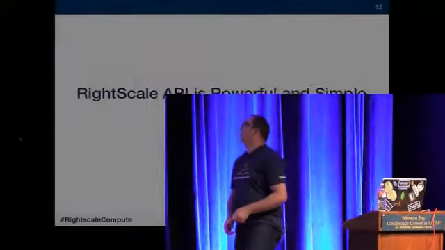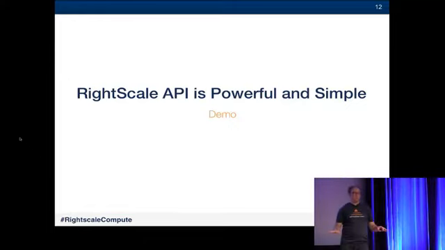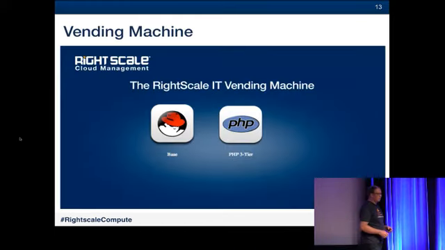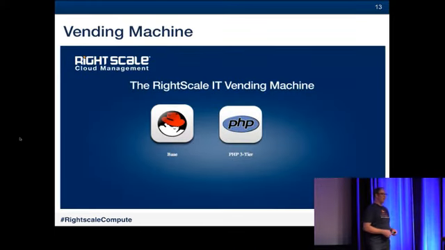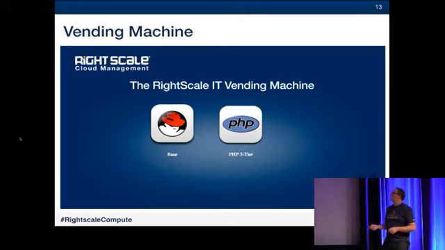So I'm going to switch back to slides for just a couple of slides. It's actually really quick, and then I'm going to go into my second demo. So remember, RightScale API is powerful, and it's simple, right? So what I'm going to do is show you the RightScale vending machine. If you read the title and that's what you're here for, I'm sorry I held out so long. But this is what I'm going to show you.